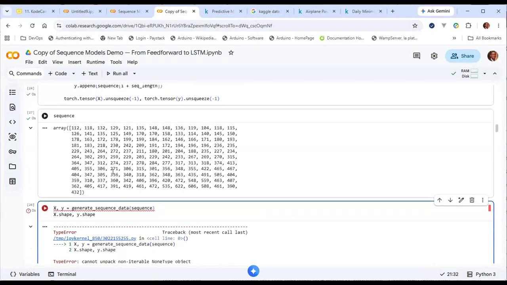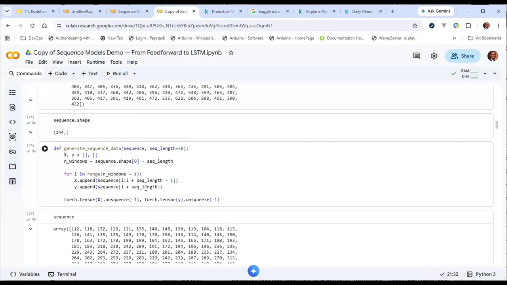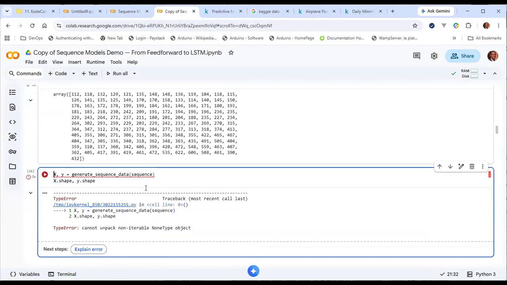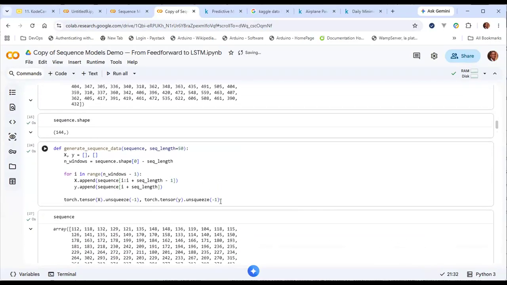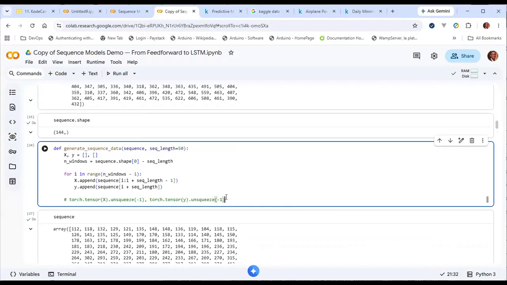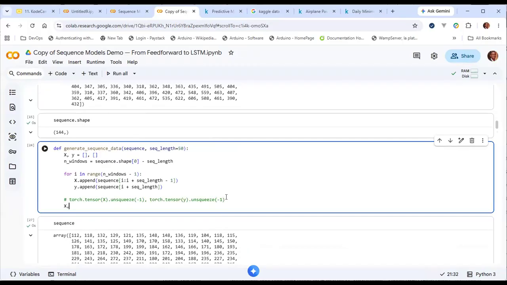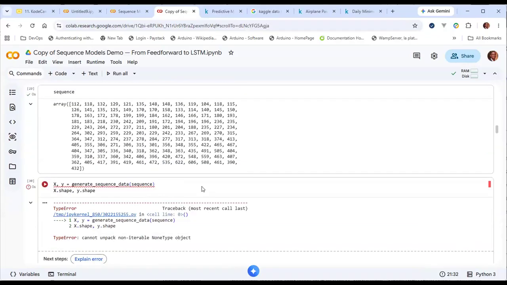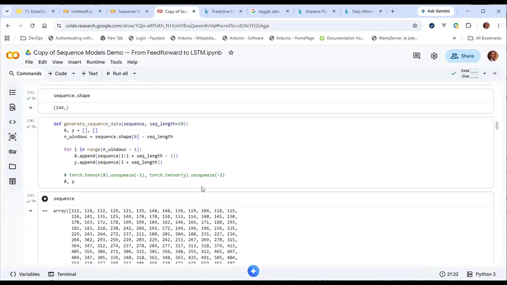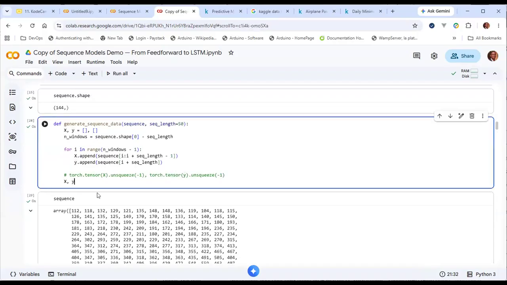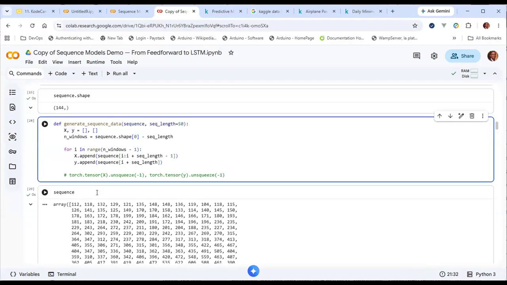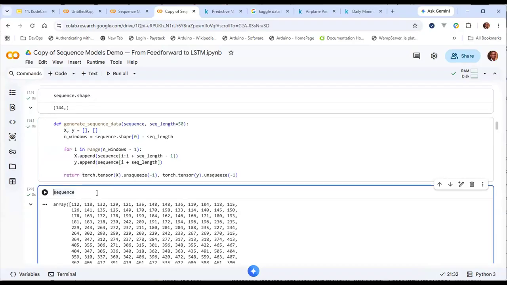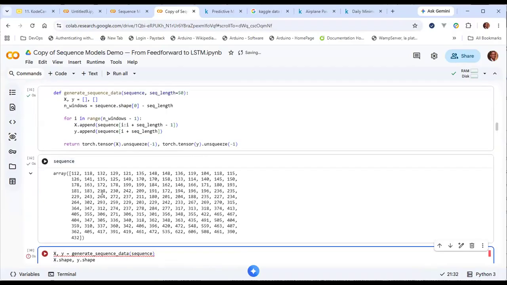Sequence is an array. Okay. Yeah, it's a numpy array. Let me just do X and Y. All right, so oh yeah, I did not return. We should return this tuple. I didn't return the tuple. Okay, so I think we are good now.